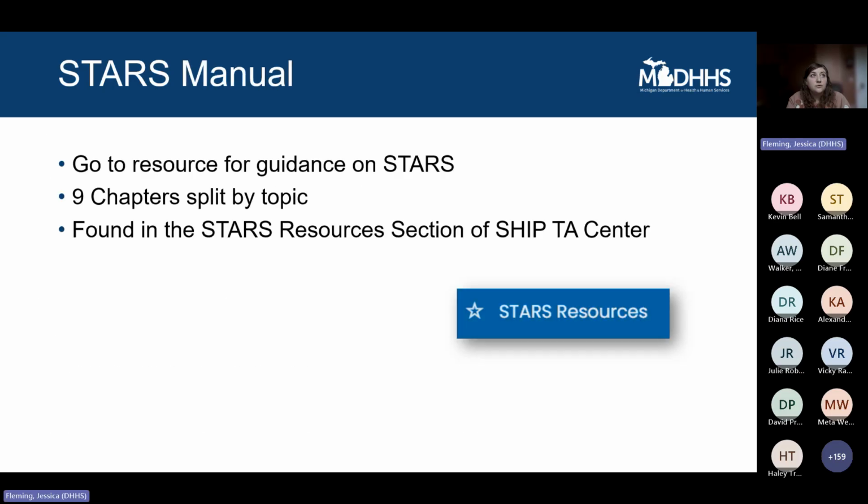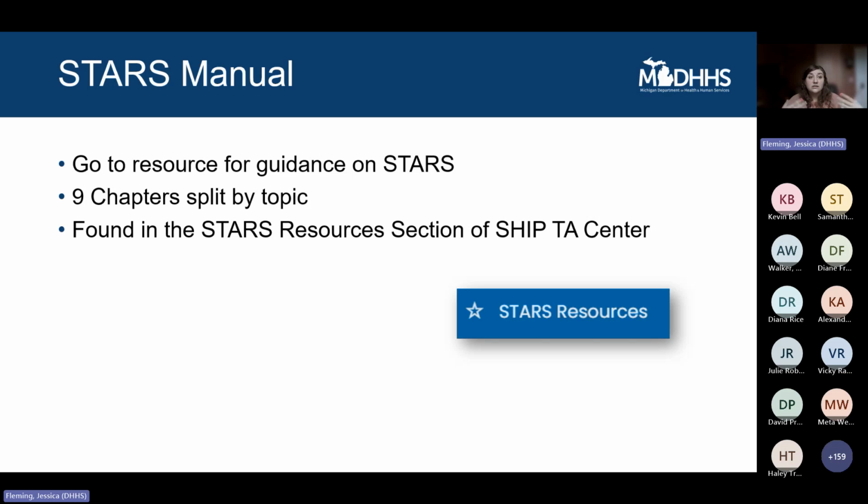So one of the go-to resources that we have is the STARS manual. It's a very comprehensive manual. Once again, one of those items that I use all day, every day to look up questions or just get some more guidance on what is available. There are 9 total chapters split by topic. It's found in the STARS resources section of the SHIP TA Center, which once again, I'll show you where to find here in a little while. But it's very helpful. There's guidance, rules, step-by-step instructions, and it is updated annually.